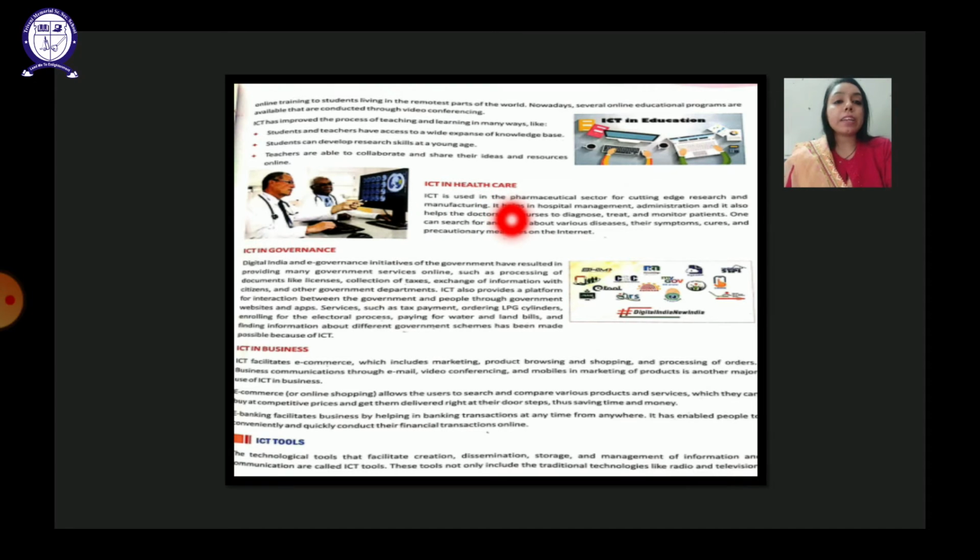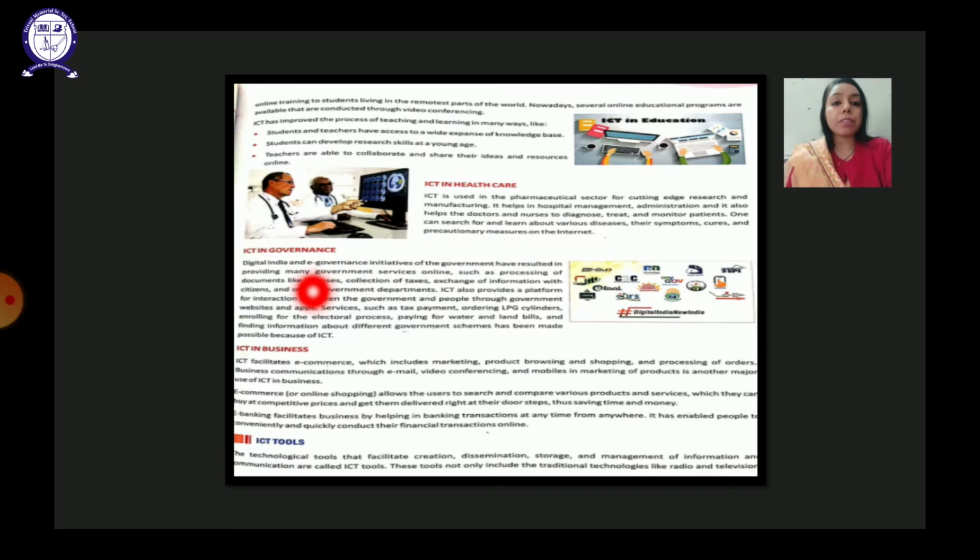Next we have the use of ICT in healthcare. In the healthcare industry, we know that nowadays so many new machines have come with the help of which the diseases which could not be detected earlier or which could not be treated earlier have been made possible to diagnose, treat and monitor the patients who are affected by them.